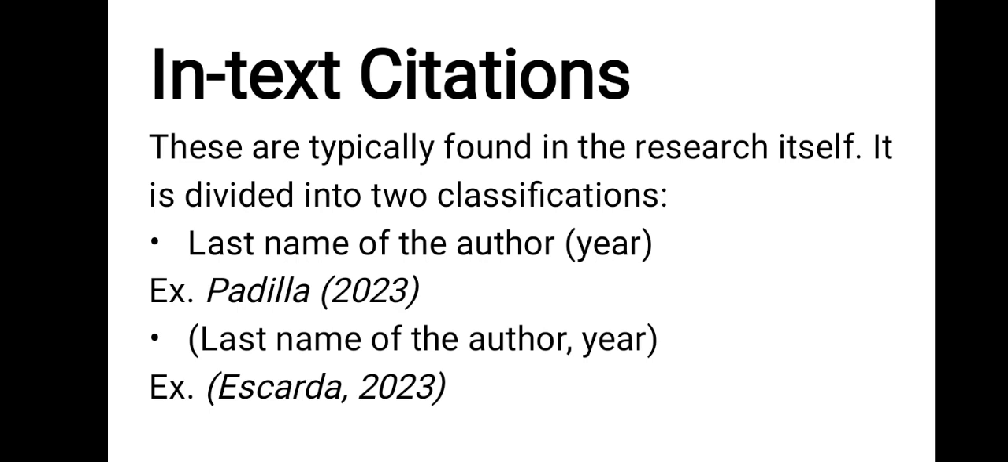The second type is you place the last name of the author and the year of publication inside the parenthesis. For example, as you can see, (Escarda, 2023), it is enclosed in open and close parentheses. So those are the two types of in-text citation.